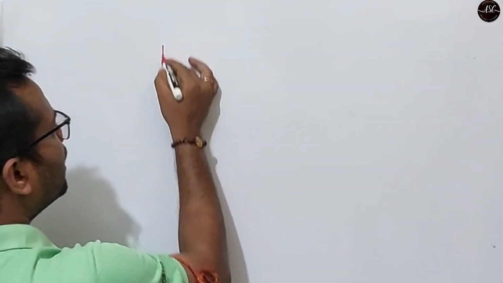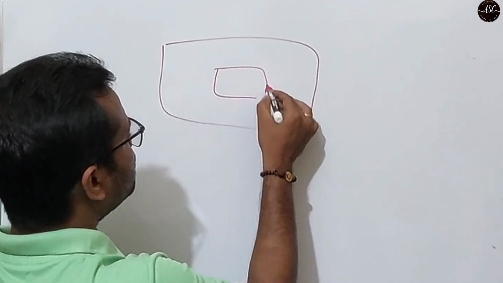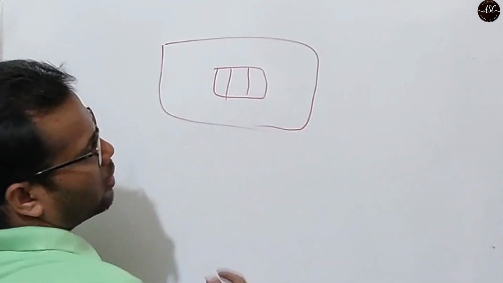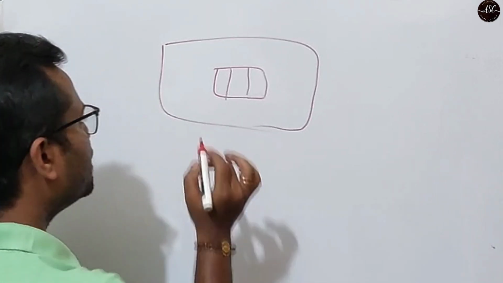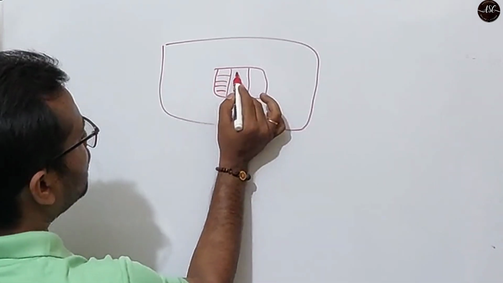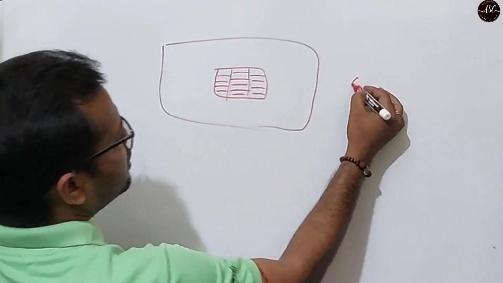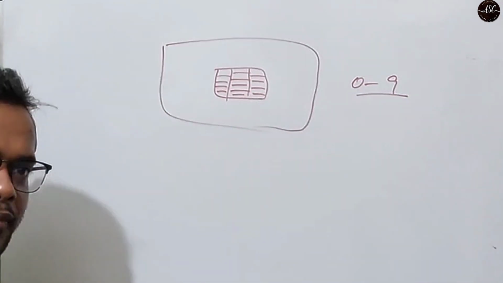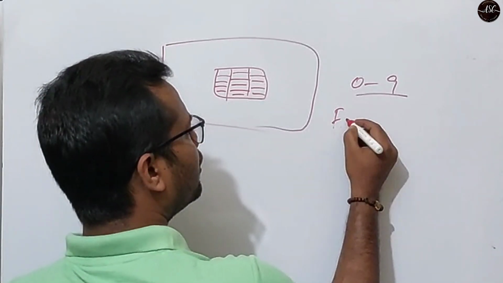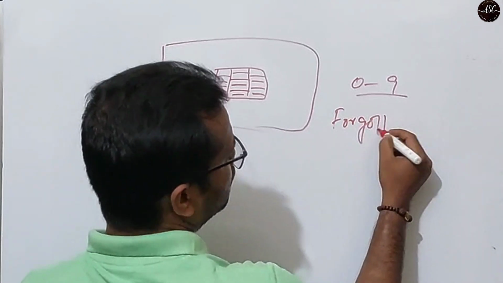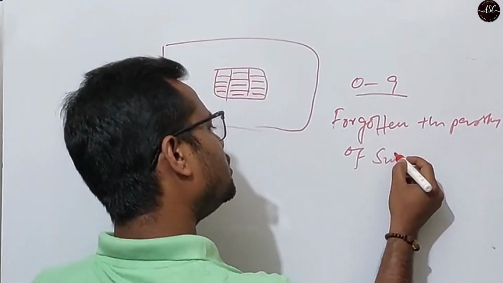Okay, let you have a suitcase, and there is a number lock in the suitcase. The number lock has 3 wheels containing the numbers 0 to 9. It is this type of number lock. There are 0 to 9 numbers. And suppose you have forgotten the passkey of the suitcase.